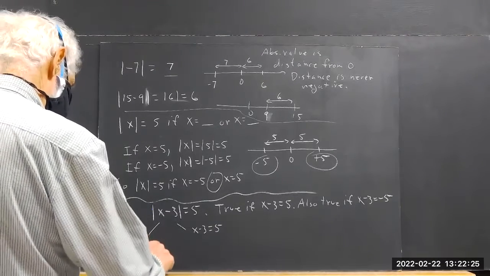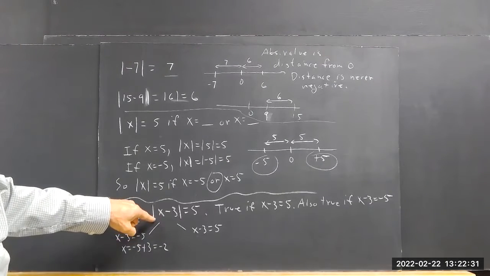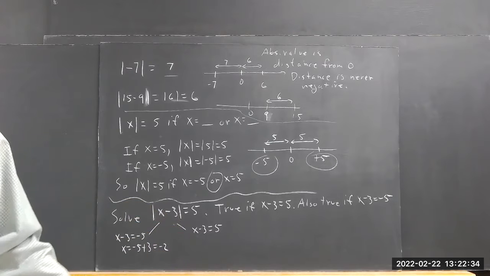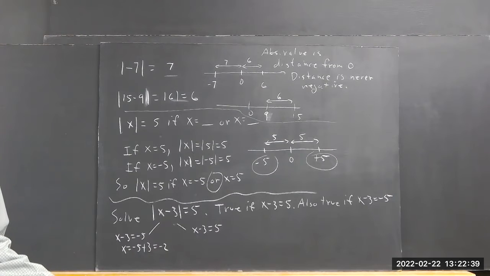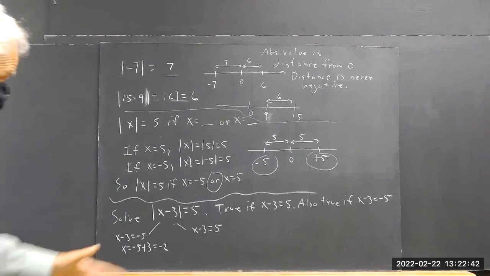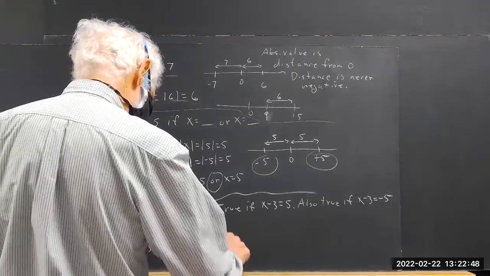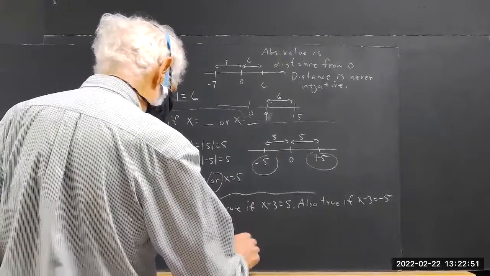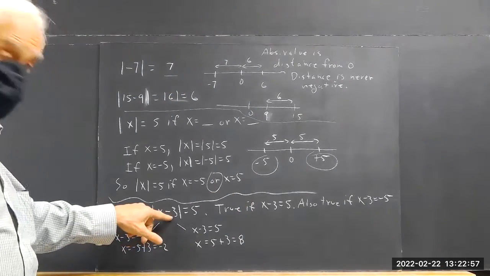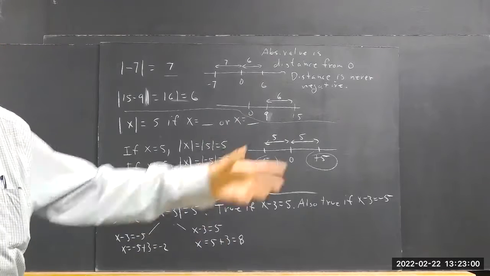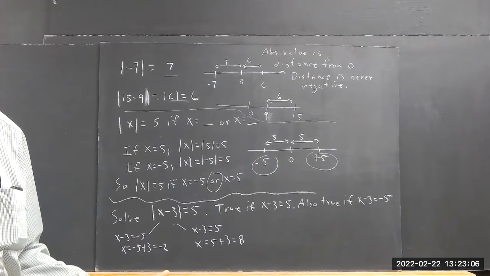equals -5 plus 3, adding 3 to both sides, which is -2. We can check that. If x is -2, what do we get here? -2 minus 3 is -5, right? The absolute value of -5 is 5. So we just found a solution. Here, x equals 5 plus 3 equals 8. Well, I plug in 8. 8 minus 3 is 5. The absolute value of 5 is 5, right? This is very simple, if you think.